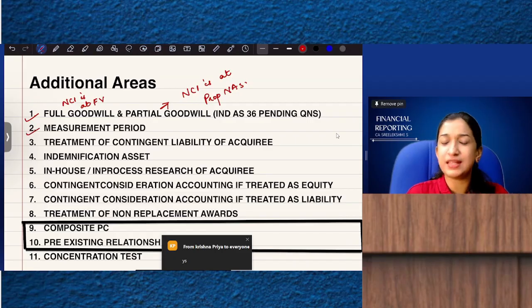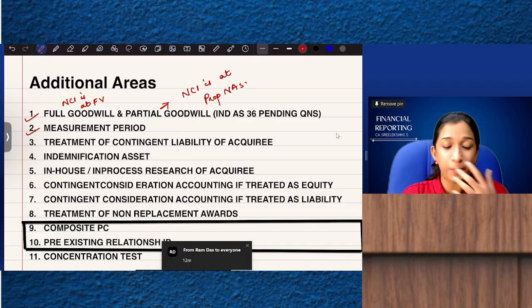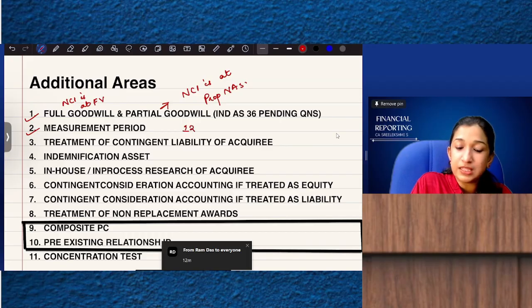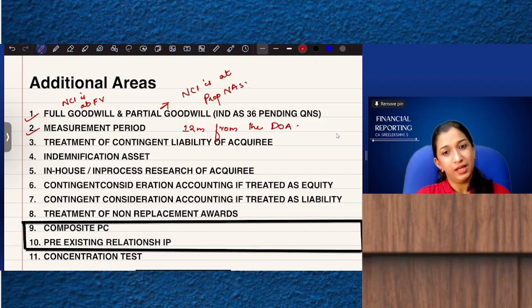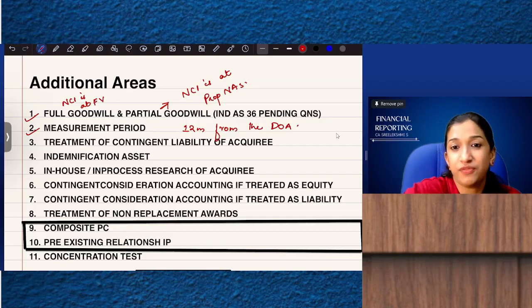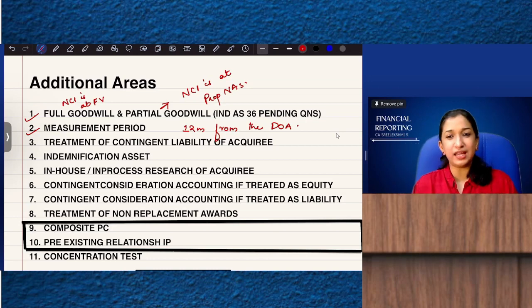Measurement period. Yes, I remember. That is, IND AS 103 has given a measurement period, a window period of 12 months from the date of acquisition to finalize the provisional fair values. To finalize the provisional fair values, IND AS 103 has given me a 12 months window period.